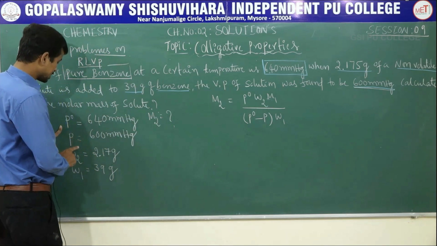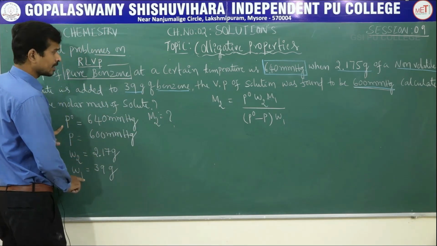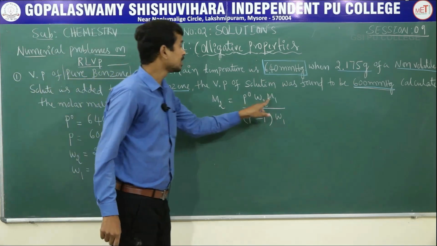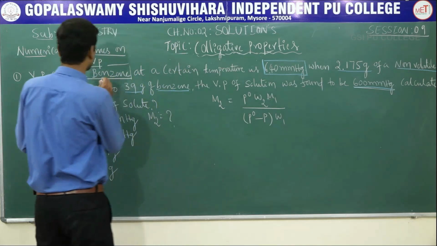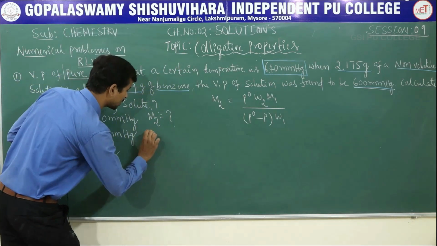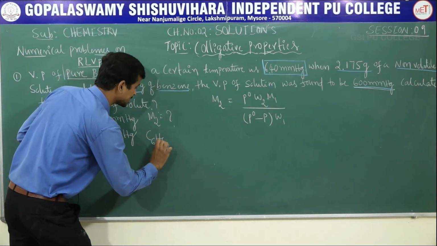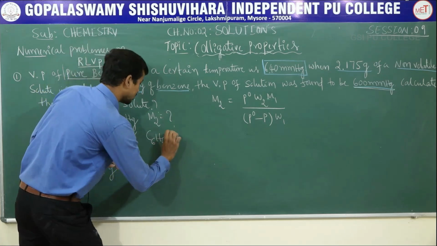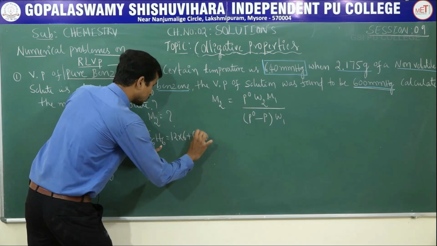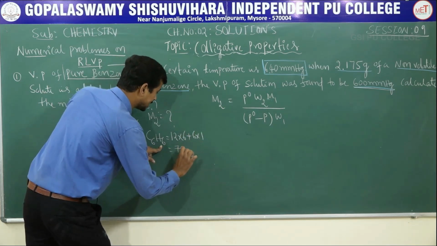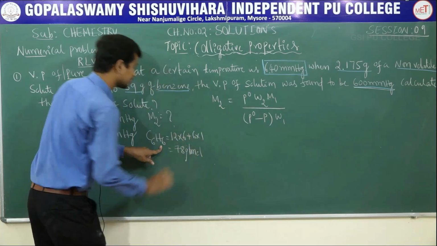P0 is given, P is given, W2 is given, W1 is given. You have to find out M1. M1 is equal to what? Molecular mass of solvent. Solvent means benzene. What is the molecular formula for benzene? C6H6. The atomic mass is carbon 12 into 6 plus hydrogen 6 into 1. You get 78 gram per mole.